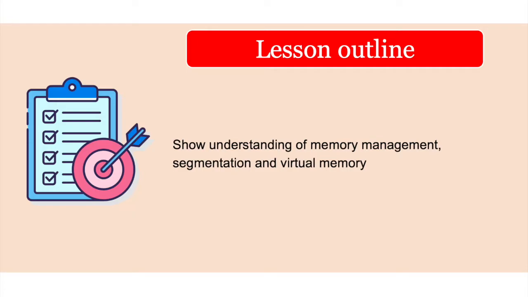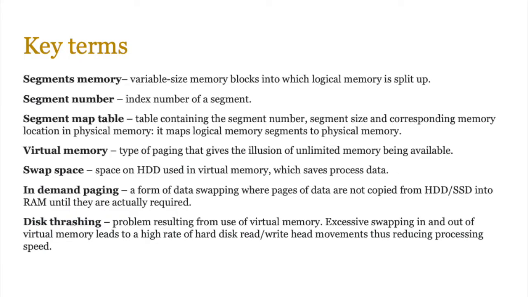Now, as usual, we'll begin by looking at some key terms that are associated with both segmentation and virtual memory. So do pause the video and jot these terms down. Segment memory is basically variable size memory blocks. We just talked about that. So the logical memory is split into variable size blocks instead of fixed size blocks. Segment number is the index number of a segment, just like a page number. And the segment map table works exactly like a page map table, and it contains the segment number, the segment size, the corresponding memory location in physical memory, and it maps the logical memory segments to physical memory.